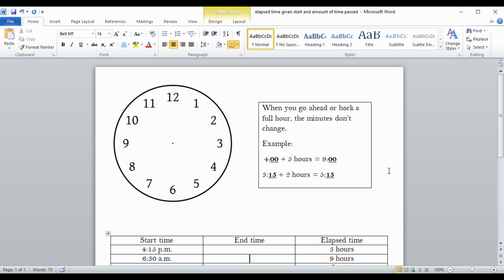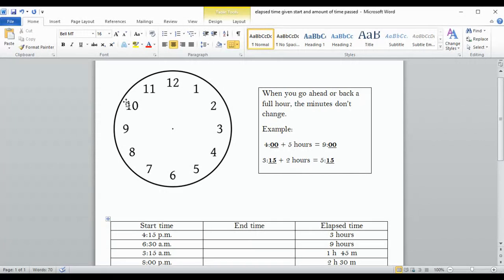This video is about elapsed time. It is elapsed time when you know the start time, you know how much time has passed, and you are trying to figure out the end time. I like to use a clock that doesn't have any hands on it as a good visual aid.